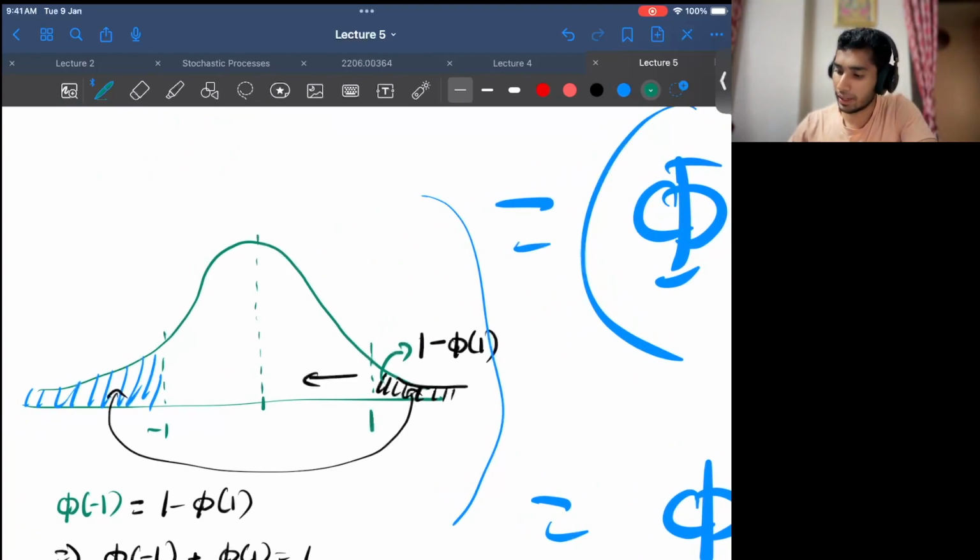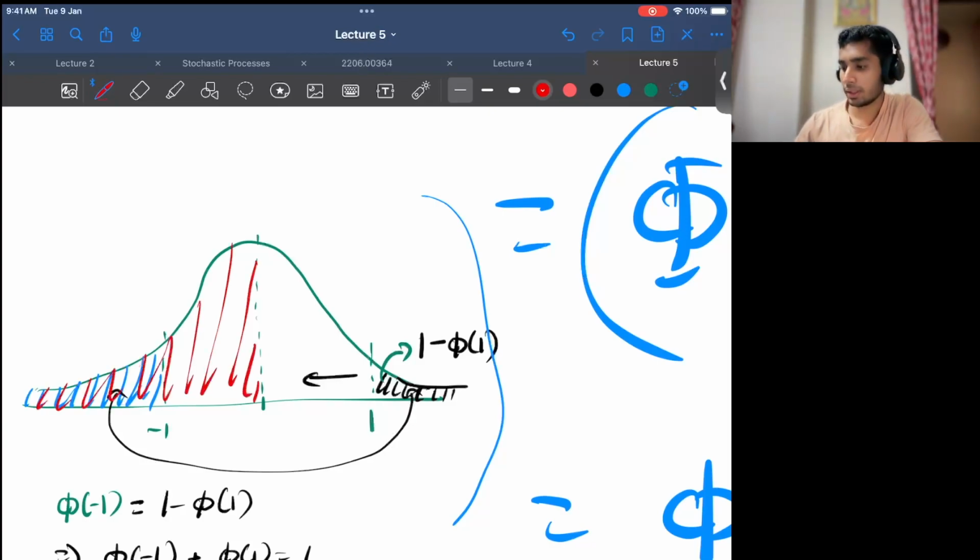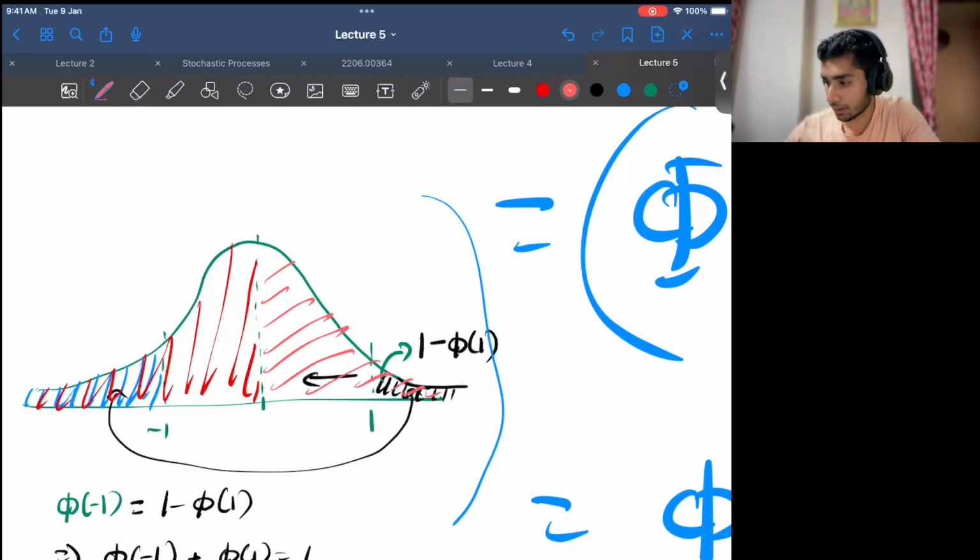This is your 0. And what is phi of 0? Phi of 0 is basically this area. Maybe I will use another color. This area, right? By using symmetry of this curve, we know that this area is equal to the right side area, which is, let's say, this area. Both the areas are equal. So you are at the center, whatever is on the left is on the right. And another thing that you know is the sum of these two will be equal to 1.